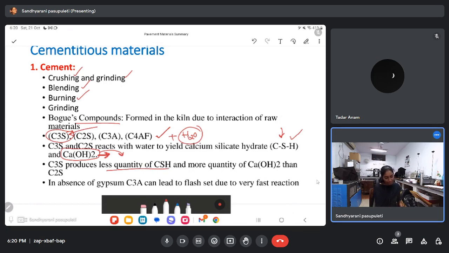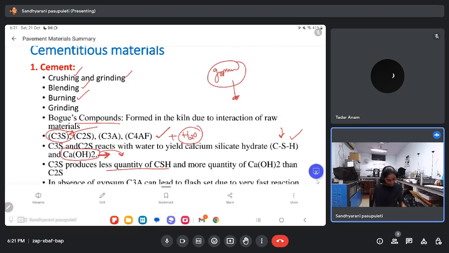When all these materials are formed and ground into fine powder, we add gypsum to this compound, because C3A, tricalcium aluminate, when it reacts with water, leads to flash set. That means it becomes stiff in a very quick manner. But we want it to be in the plastic state until we use it in the field. So we do not want a flash set. In order to avoid that, gypsum is added so that gypsum stops that reaction.